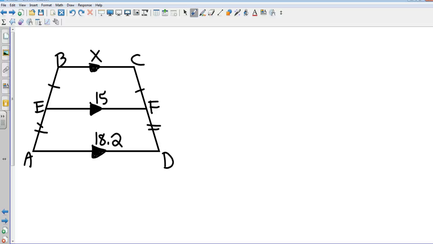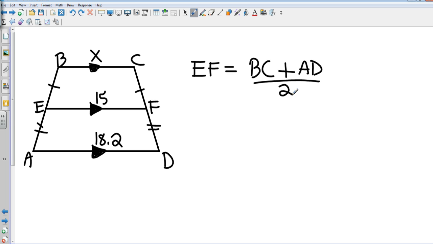Okay, let's look at an application of the mid-segment. And so I know that the top one is X, the middle one is 15, and the bottom one is 18.2. So my formula tells me that EF is equal to BC plus AD divided by 2. So now let's fill in things that we know. We know what EF is. We don't know what BC is, so we're going to represent that with X. And we know that AD is 18.2. And do all that and divide by 2.